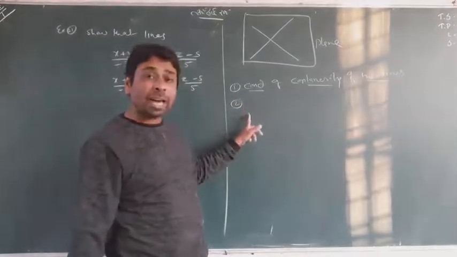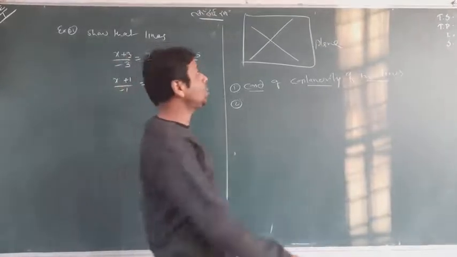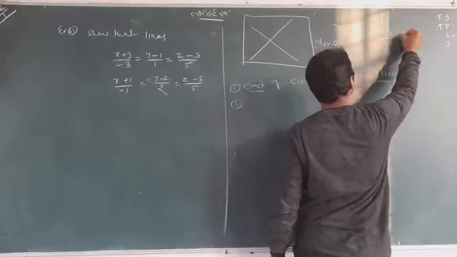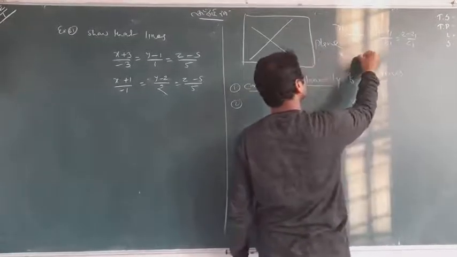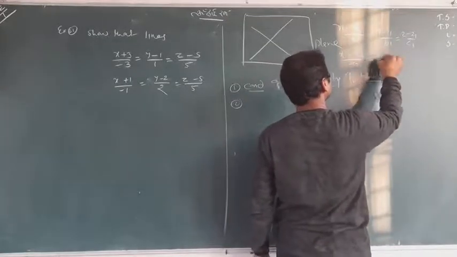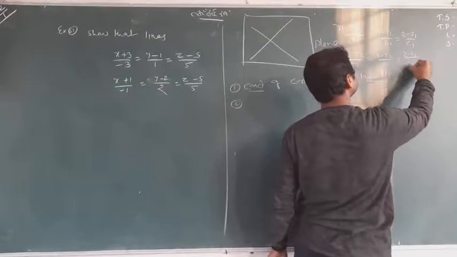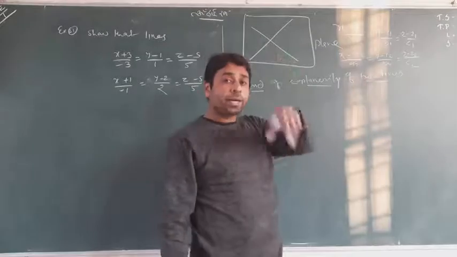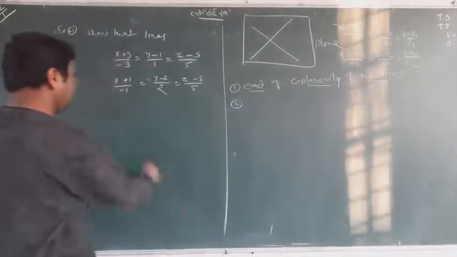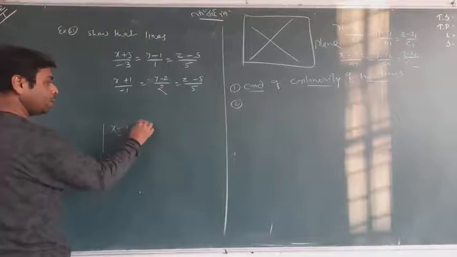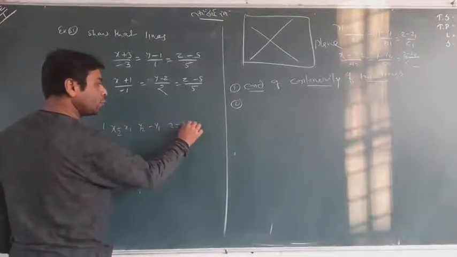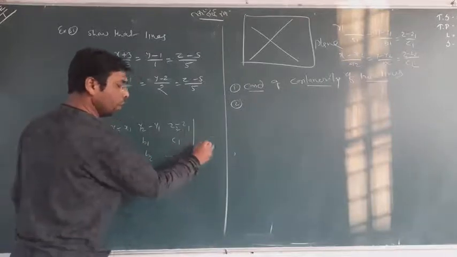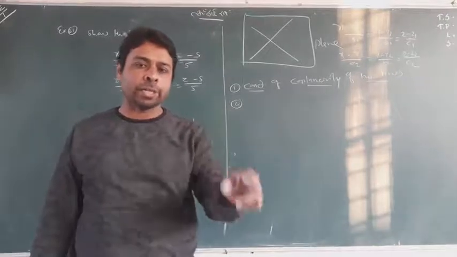Now, in the second case, I will tell you, you remember the lines (x minus x1)/a1 = (y minus y1)/b1 = (z minus z1)/c1, and (x minus x2)/a2 = (y minus y2)/b2 = (z minus z2)/c2. These are two lines, and these two lines are coplanar. What condition will you follow? You know it. The condition is determinant of x2 minus x1, y2 minus y1, z2 minus z1, a1 b1 c1, a2 b2 c2 is equal to 0. If you can prove this is 0, it means the lines are intersecting.